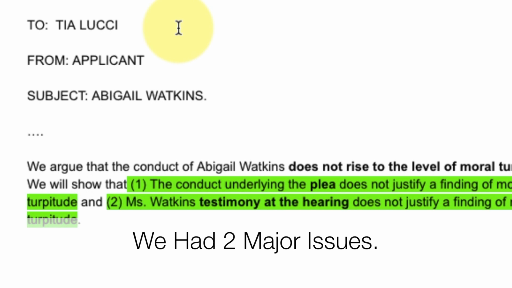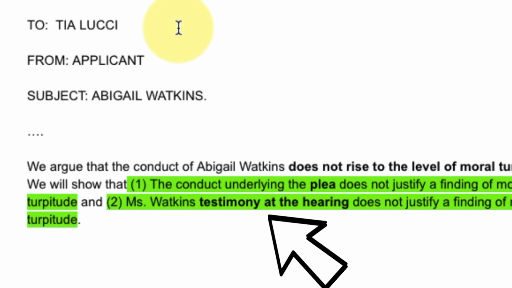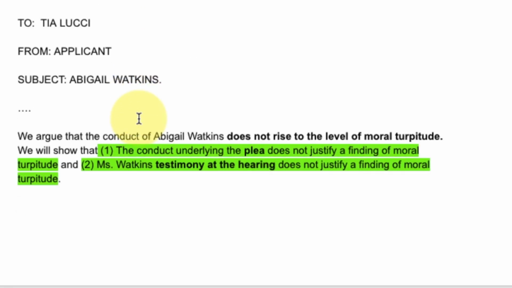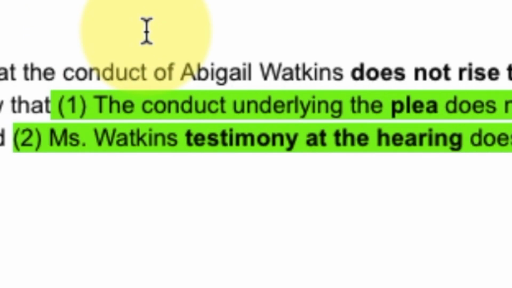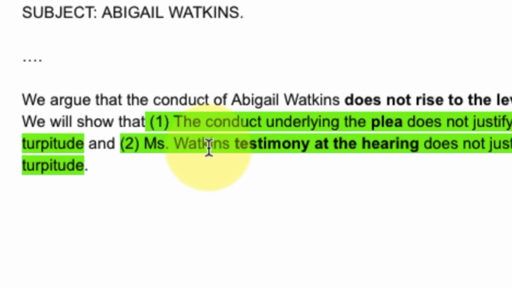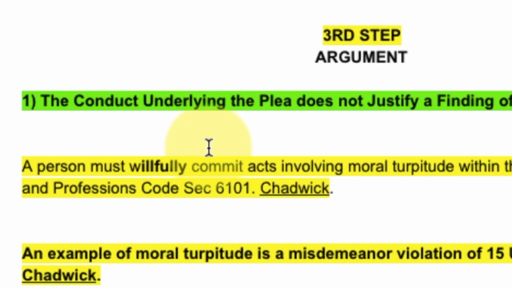Here we also had 2 main areas during the file stage. We had a plea bargain agreement, and we also had a hearing. So we did have 2 major issues there. The first one: the conduct underlying the plea does not justify a finding of moral turpitude. I'm going to highlight that in green. And then the second major issue, Ms. Watkins' testimony at the hearing. Those are the 2 areas, and we're going to find those rules and elements so we can have a proper analysis.